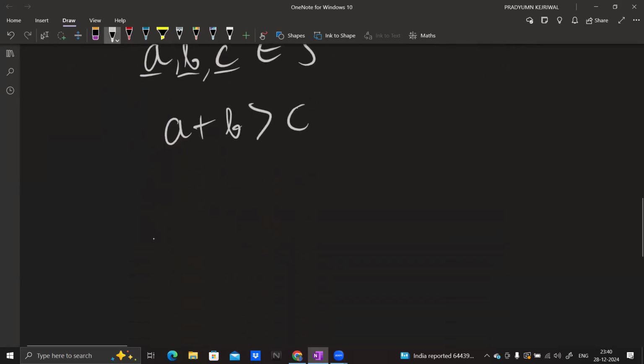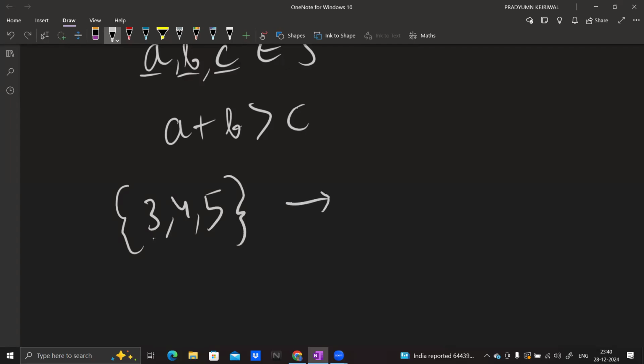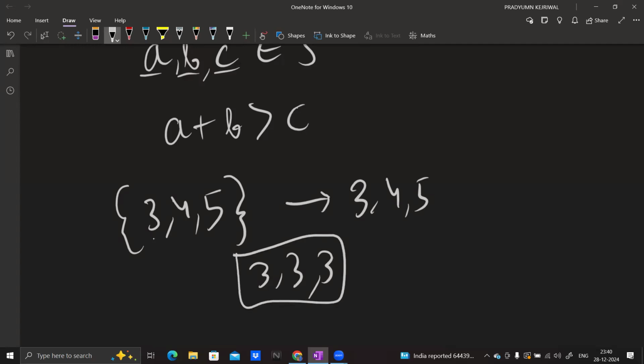And there is one thing, I actually got a bit confused during the contest. Let's say the set is 3, 4, 5, right? Initially I assumed that we have to pick three integers 3, 4, and 5, and we cannot pick 3, 3, and 3. But that was incorrect. That's one mistake that you could have made. You can take 3, 3, and 3. So this is also a valid set of side lengths from this set.